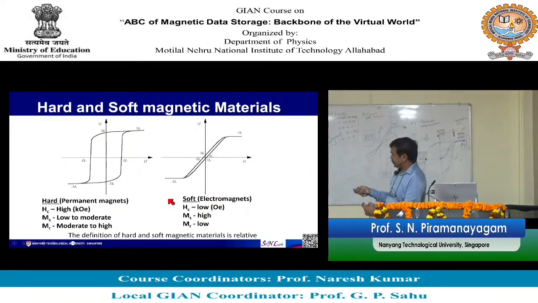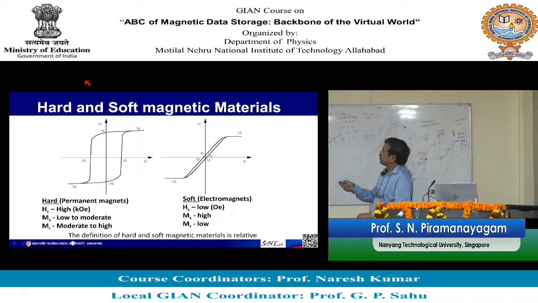The differences are that the coercivity is high for permanent, hard magnetic material, and you can see the difference in the hysteresis loop, right? The coercivity is low for soft magnetic material. So this is one main difference. Usually the hard magnetic materials will have very high coercivity, soft magnetic materials will have low coercivity.